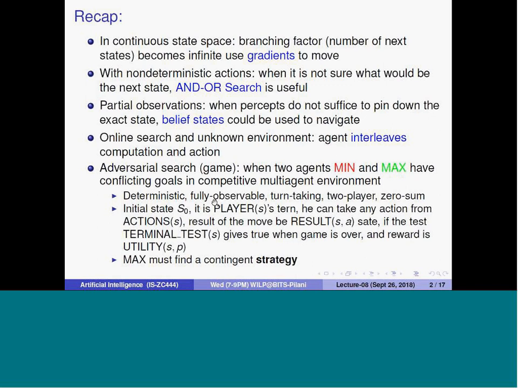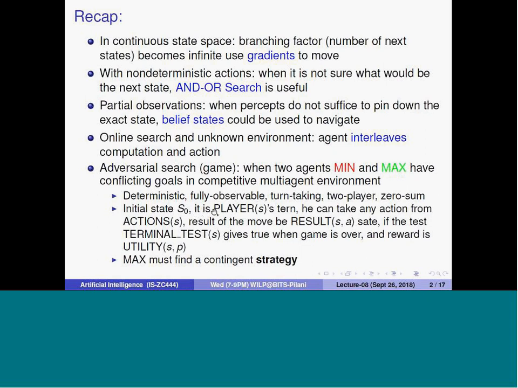We have seen that to completely define this, we need to define some things. We assume that the environment is deterministic and fully observable. Turn taking means I take a turn, then you take a turn. It is zero sum, so the summation is constant. Initially there is some initial board position, the initial state S0.